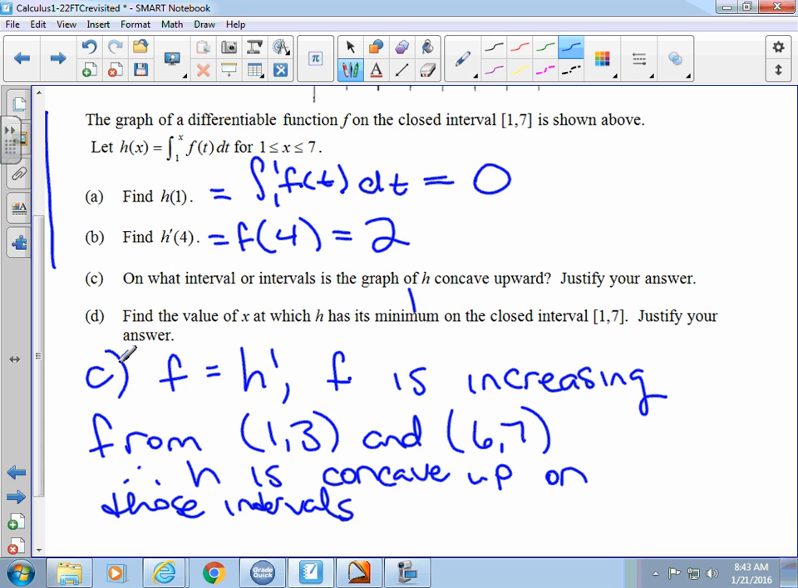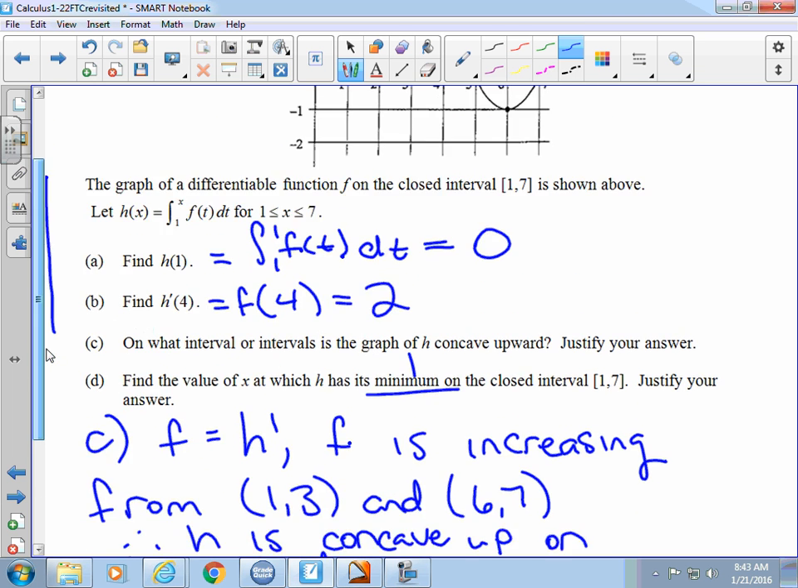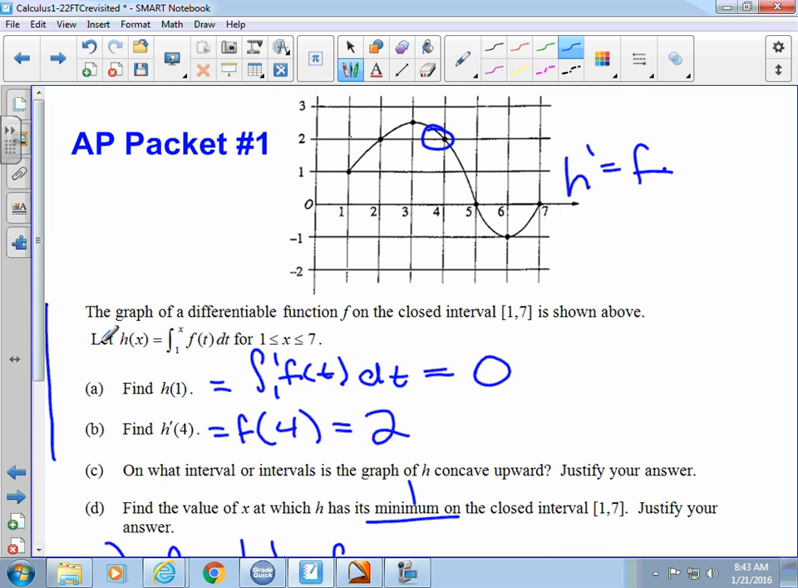Okay, let's look at D. Find the value of x. So this is Grant's question. We're going to tackle Grant's question. At which h has its minimum. If it doesn't say relative and it says its minimum, what does that seem to allude to? Absolute minimum. On the closed interval 1 to 7, justify your answer. Well, let's go look. Where are our possibilities for a minimum? 5, 7, and 1. Why 5, 7, and 1?